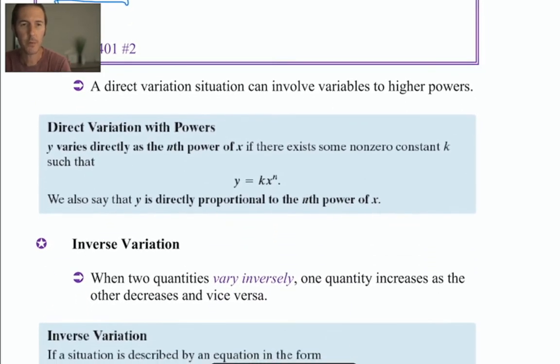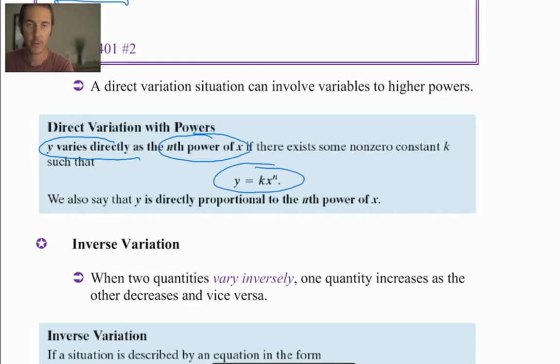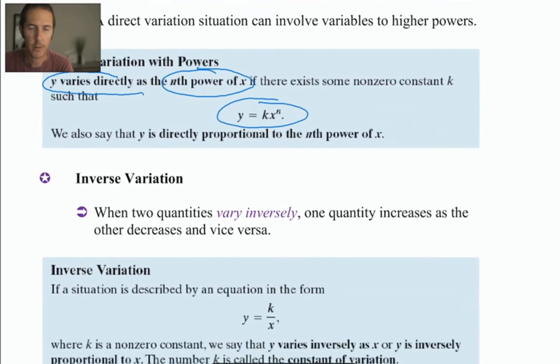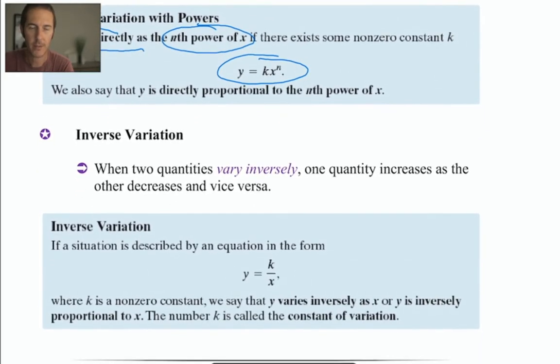Be aware that it's possible for a direct variation problem to involve powers. So y, as it says right here, y can vary directly, so that's y equals k times what? The nth power of x. So we're seeing here that our variable, whatever it happens to be, here they're describing it as x, can be raised to a power. All right. So we're not going to see an example of that worked out, but just be aware that it could show up.